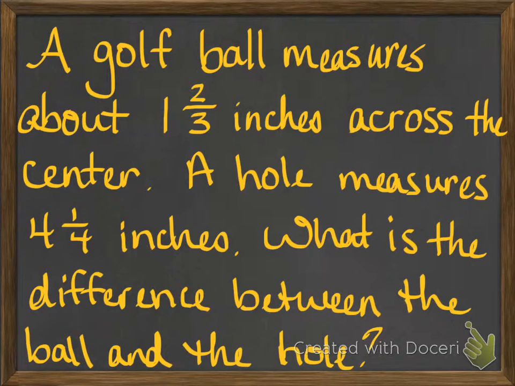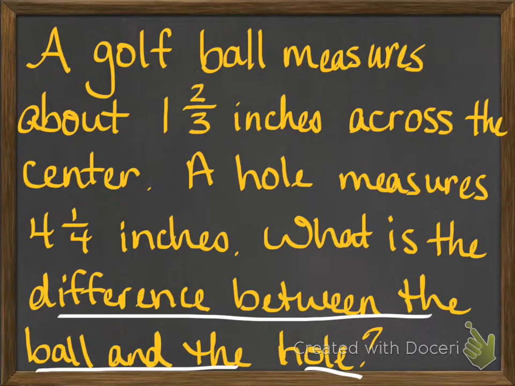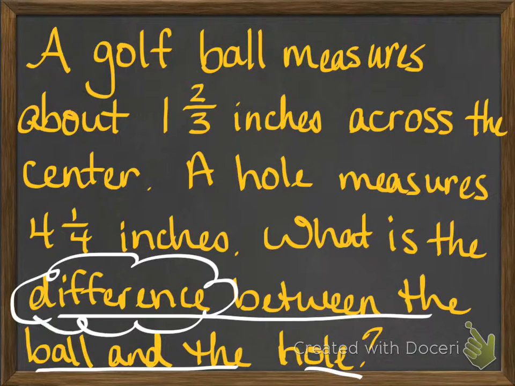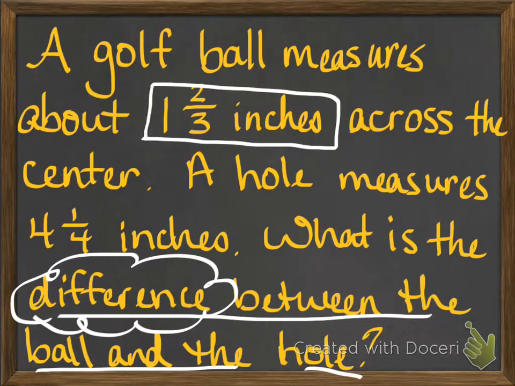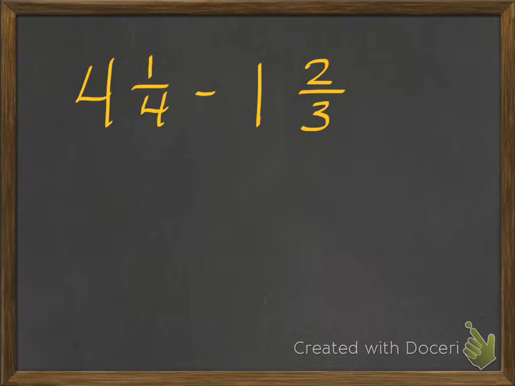I'm going to first ask myself, what is the problem trying to ask me to find? Well, I have to find the difference between the ball and the hole. I see a key word right here, the word difference, and I know difference is the answer to a subtraction problem. My important information is that the ball is 1 2/3 inches across the center, and there's a hole that's 4 1/4 inches. So I'm going to find the difference between them, and so I'm probably going to subtract 4 1/4 minus 1 2/3. So that's my problem, 4 1/4 minus 1 2/3.